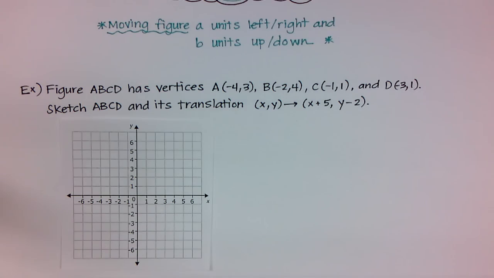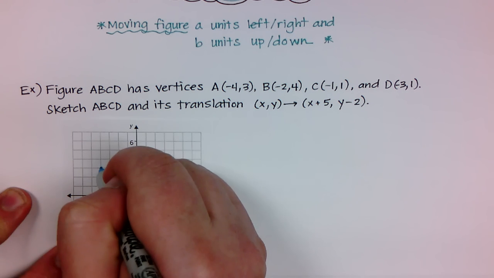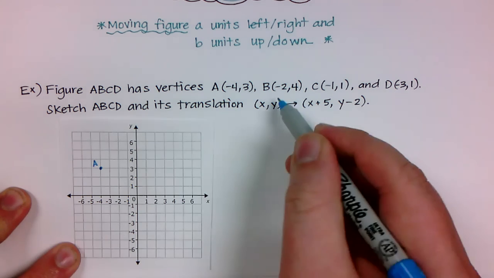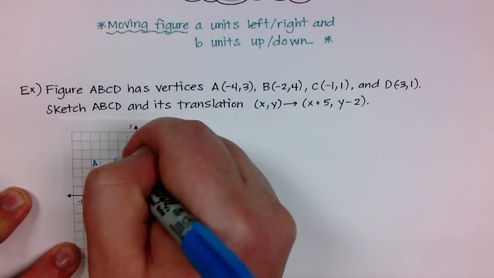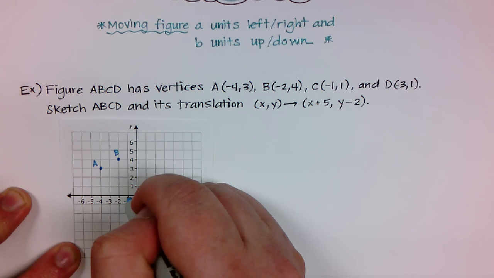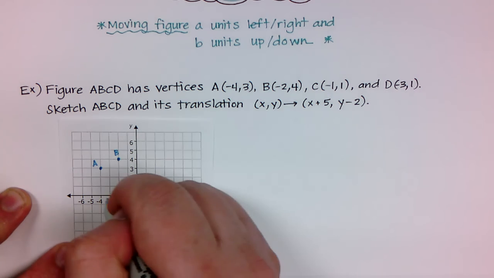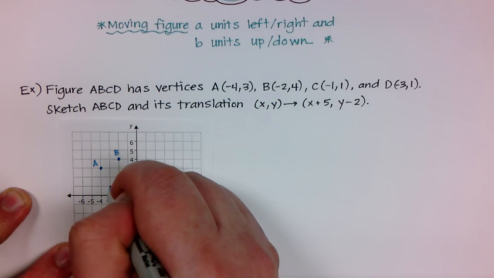So I think that what I should do first is just sketch that image, A, B, C, D. So let's go ahead and do that. A is -4, 3. B is -2, up 4. C is -1, up 1. And D is -3, up 1.